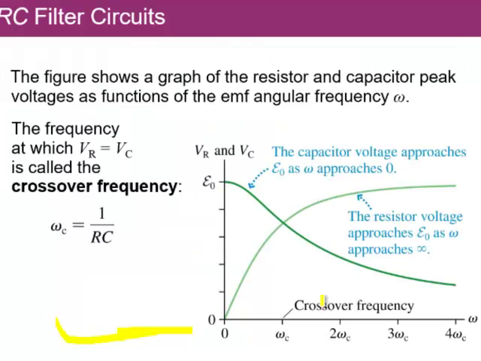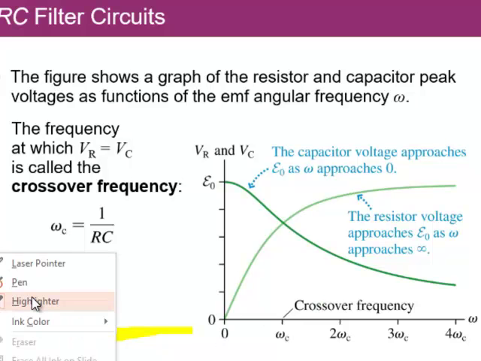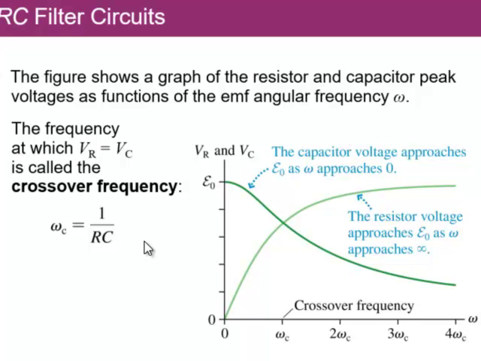Now, what's interesting about this is that there is a pattern here. Remember, the voltage across a resistor and across a capacitor behave in a different way. So this is what we get when we combine the two quantities.